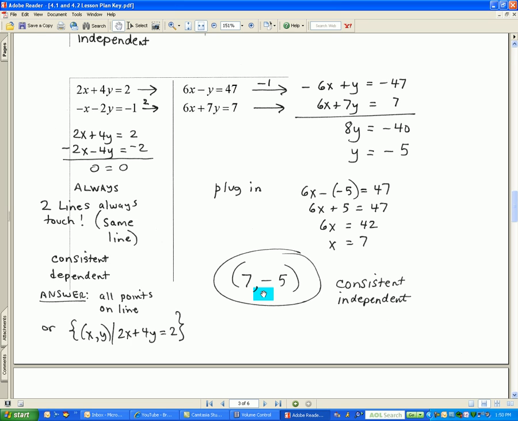That's like the x, that's like your first picture, two lines that meet in one location, one ordered pair. This is a consistent system and it is also independent.